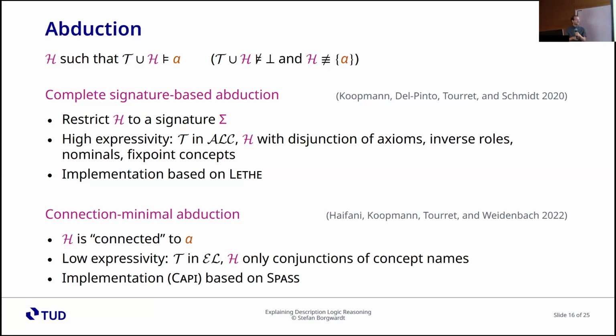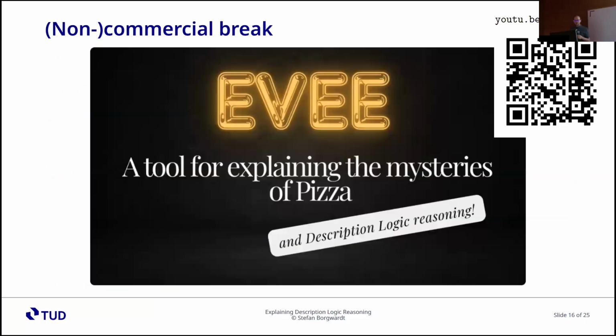This other thing here, which he also did, was also implemented. It's called connection-minimal abduction, where, well, there's no signature here, but the idea is that the hypothesis has to be connected to the entailment in some way to make it relevant for explaining alpha. This only works in EL, and the hypotheses can only be conjunctions of concept names. But again, there is an implementation, which is relevant for the next part of my talk, which is basically a short non-commercial break. So if you want to know more about this tool that we developed, look at the video, which is very nice.